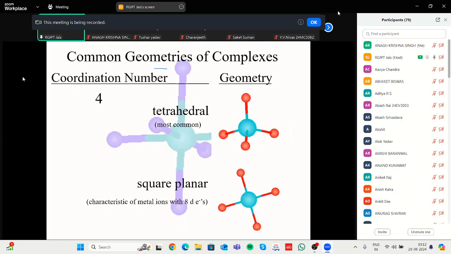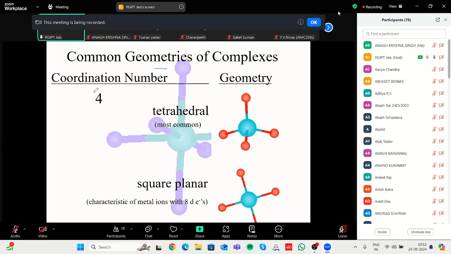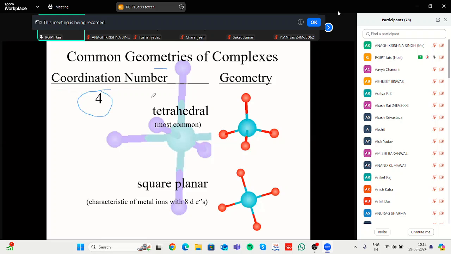Next is the common geometry of a complex with coordination number 4. Coordination number 4 means it is either tetrahedral, which is the most common, with sp3, or square planar, with dsp2, meaning a d orbital participates in bonding. In a tetrahedral, it is sp3 with 4 ligands attached to a central metal atom. But in a square planar, the participation of a d orbital makes the shape different, with 4 ligands attached to the central metal atom.